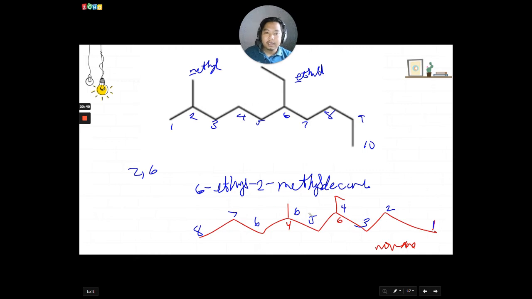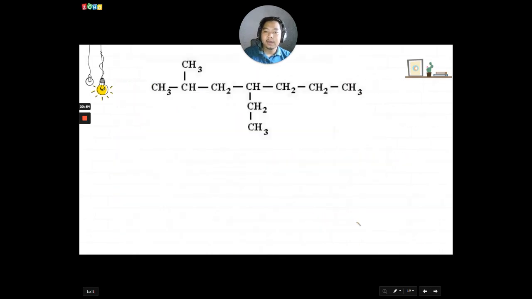So, para hindi na masyadong mahaba ang video, I'll dictate na lang. 4-ethyl, 6-methyl nonane. Rather than 4-methyl or 6-ethyl, 4-methyl nonane. So, that would be the name of this compound. That is our third rule. So, try this in your paper.